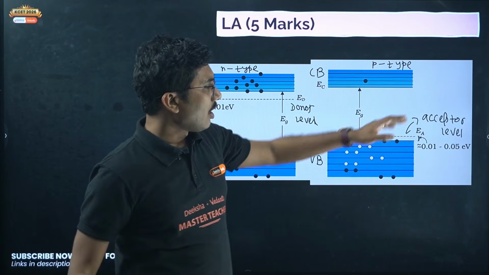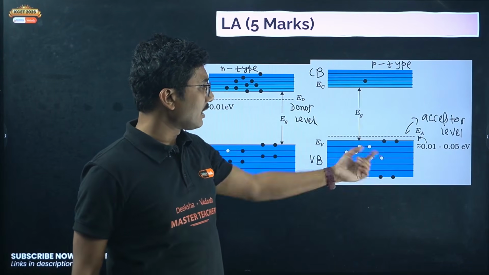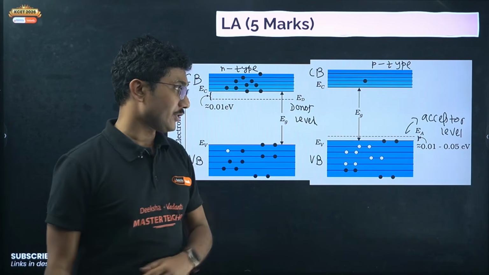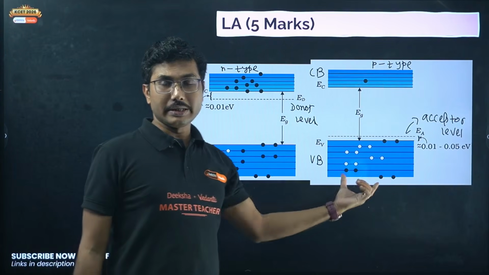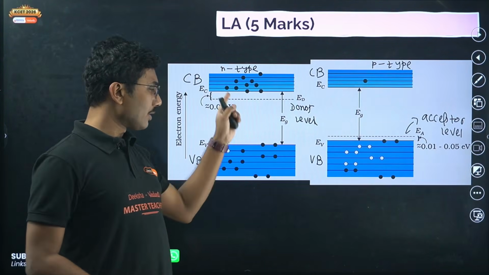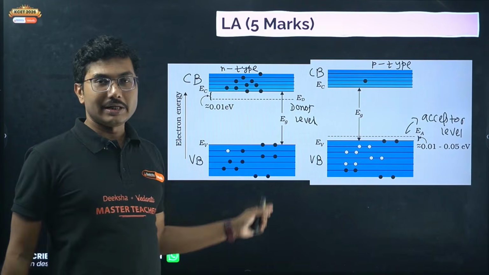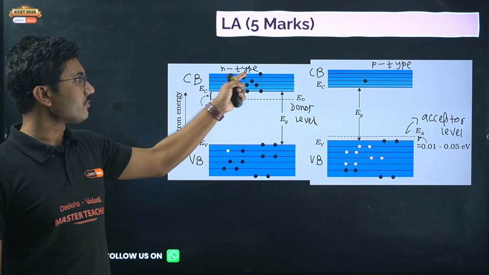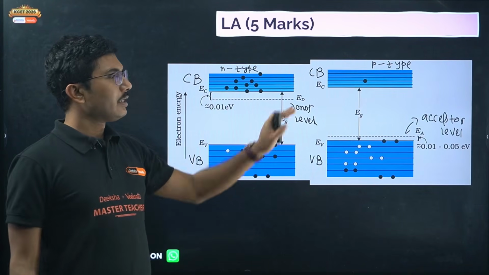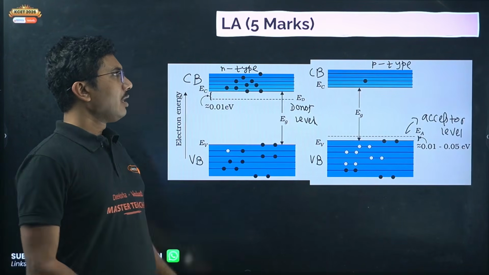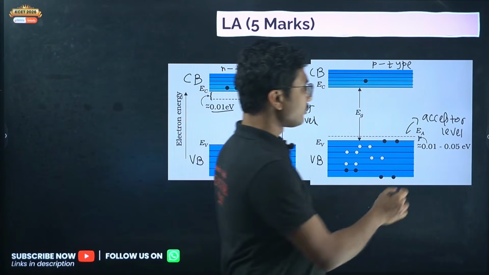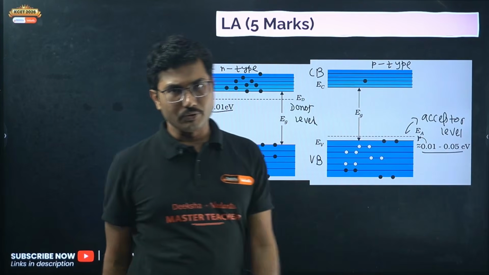In case of P-type semiconductor, there are more holes present in the valence band and very few electrons present in the conduction band. Remember that: holes are located in the valence band, electrons are located in the conduction band. Free electrons are present in the conduction band, free holes are present in the valence band. These are the major things, otherwise the diagram is very simple. And for the energy gap, you can show 0.01 electron volt here, and here it is also 0.1 to 0.05 electron volt.